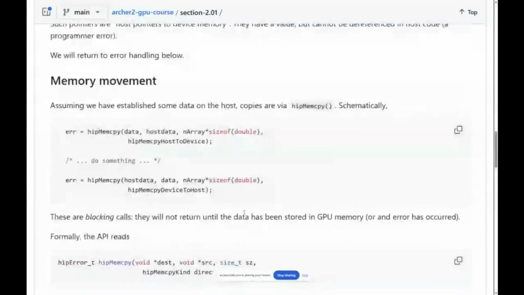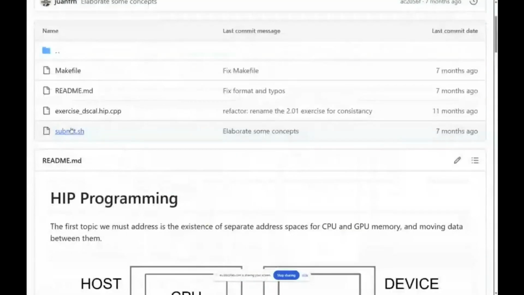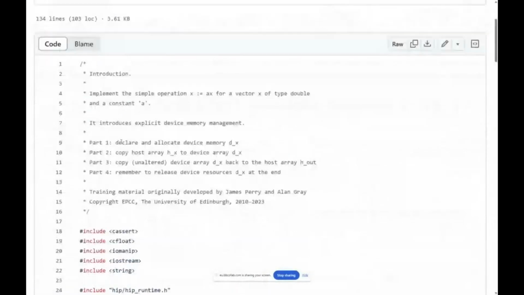And the simple template is as follows. We are going to declare and allocate some device memory. We're going to copy some space from the host to the device. We're going to copy it unaltered back from the device to the host to a different location, h_out. So h_in is our input. We have some place on the device we're going to set up. We're going to copy back to an output, and we're going to remember to release the resources on the device.